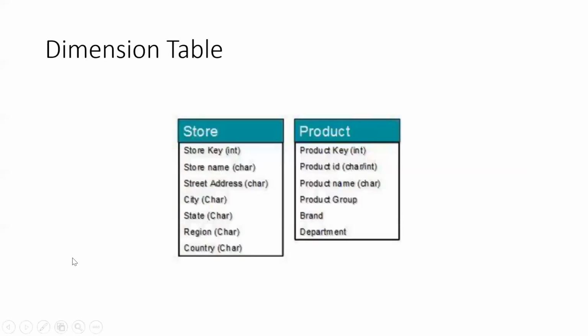Okay, so just a quick recap. This store key or product key, those are the primary key in the dimension table, which we'll be using for joining purpose with the fact table. In the fact table, this kind of key should be present as well, as a foreign key, so that we can join between these two tables.